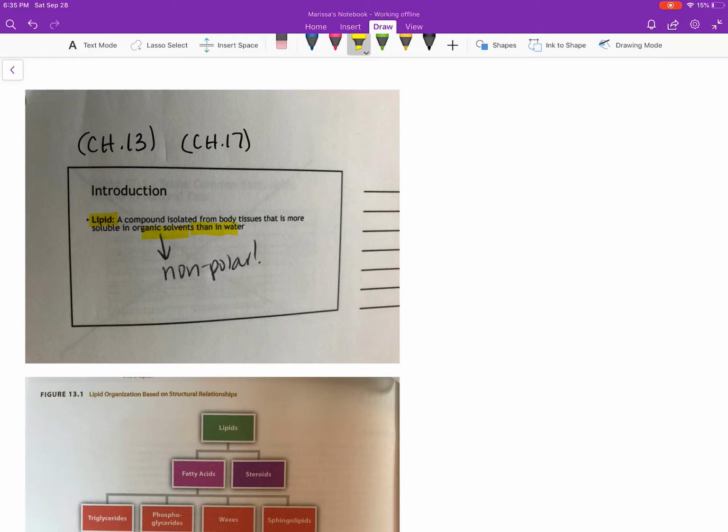And what this means is, if we think back to our solutions, these fats tend to be non-polar, okay? Because if they're not dissolving in water, which is polar, but dissolving in something that is not polar, remember, one of the rules we talked about was like dissolves like.